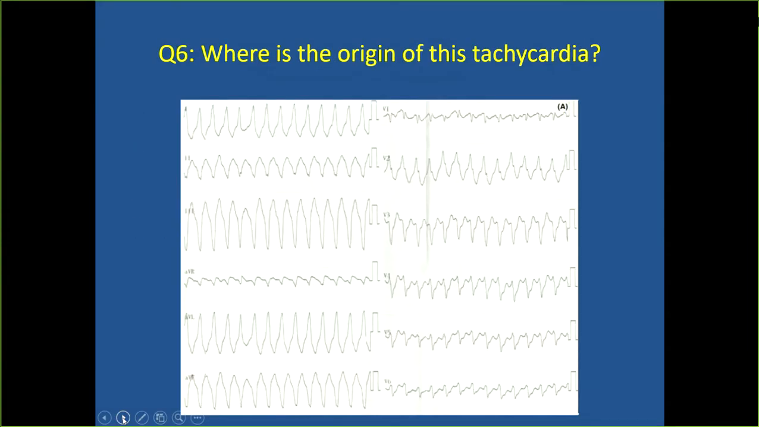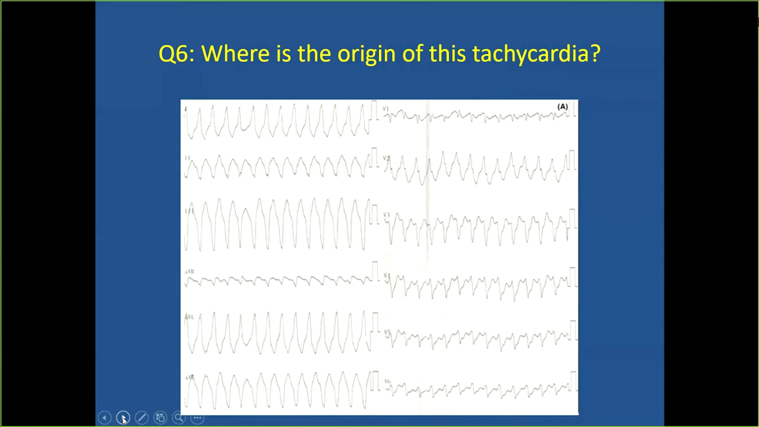Okay, where is the origin of this tachycardia? Okay, there is a broad complex tachycardia, and there is poor progression of R waves in V4 to V6. The inferior leads are suggestive of a leftward axis. Is this a VT or not?